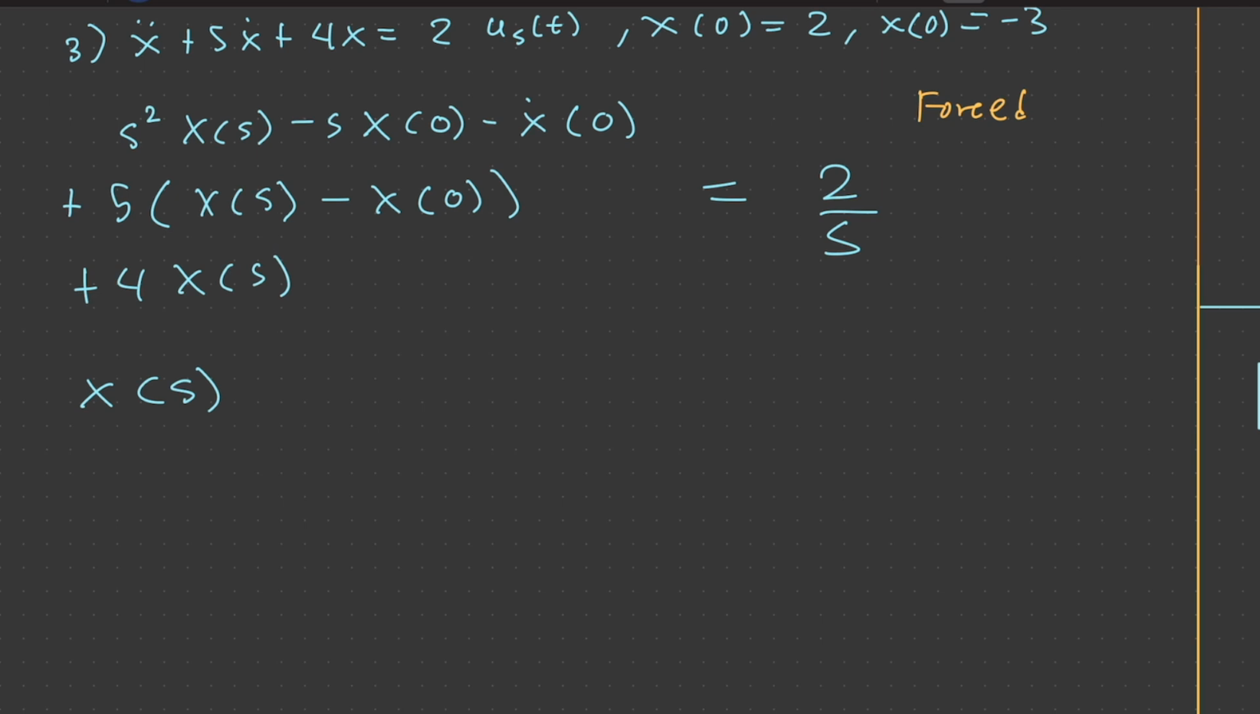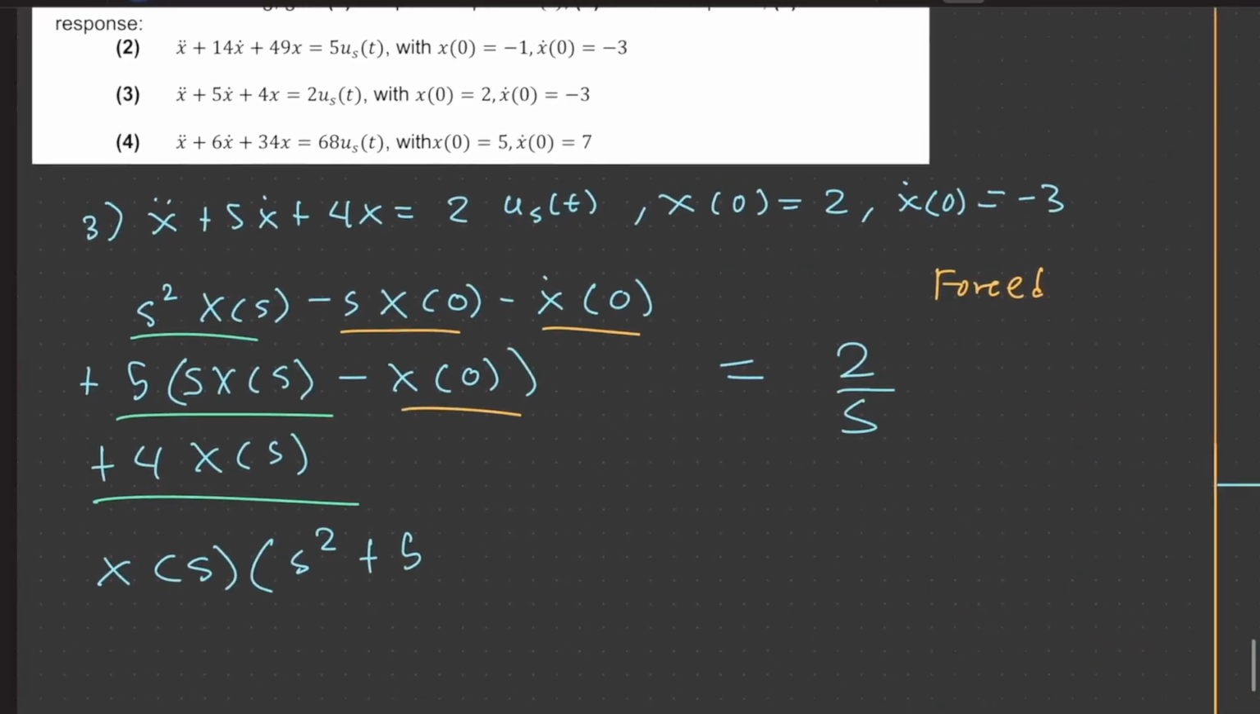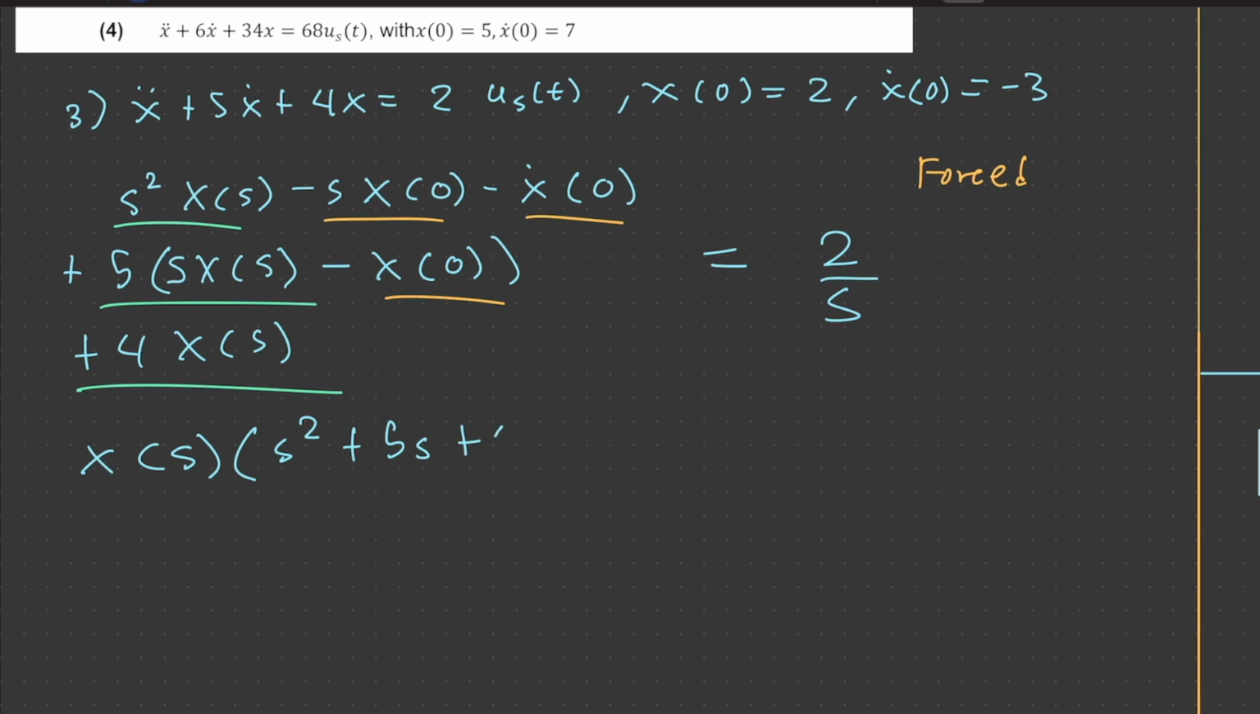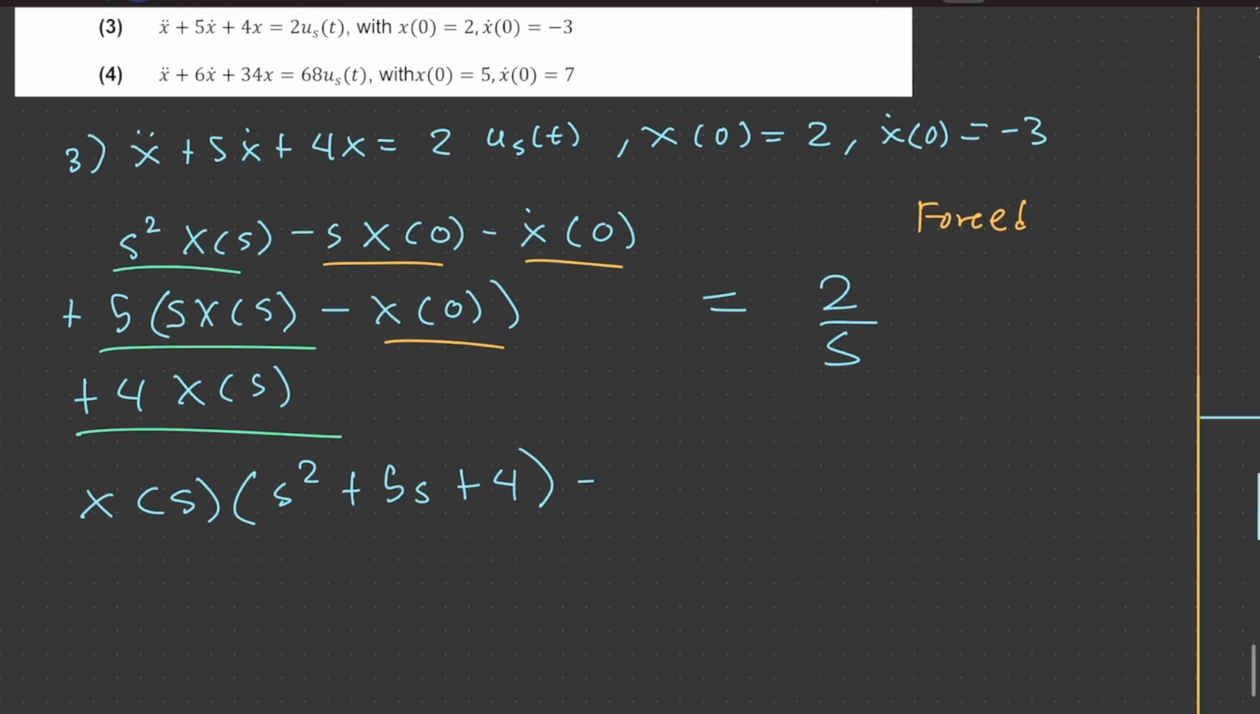Okay. So I'll go ahead and highlight this to make it easier. These are all the terms that have x of s. These are all the terms that are our initial conditions. So we're going to isolate x of s. Okay. First, we're going to distribute out of the s squared term. So s squared plus 5. Oops. I think there should be an s here. Yep. Forgot to write an s there. 5s plus 4. Okay. And then I'll go ahead and fill in all of my initial conditions.